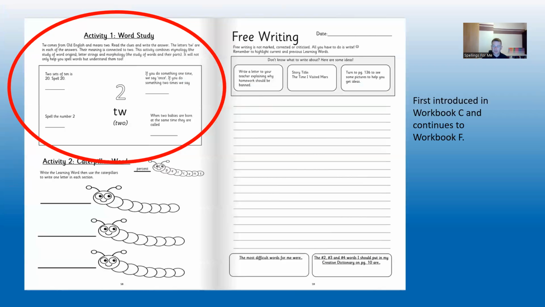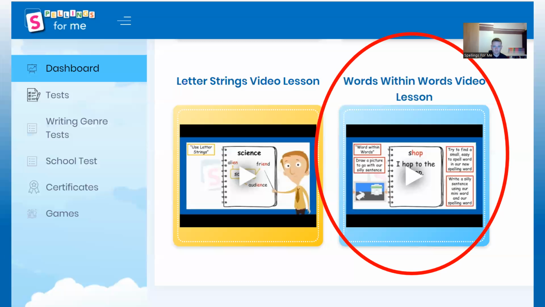How it looks in the workbook is this. It's a little mini activity that the students will complete based upon the number 2, and it'll make them aware of why the 2 is spelled with a W. This would be typically built in workbook C to workbook F.